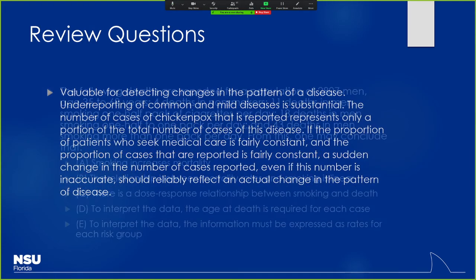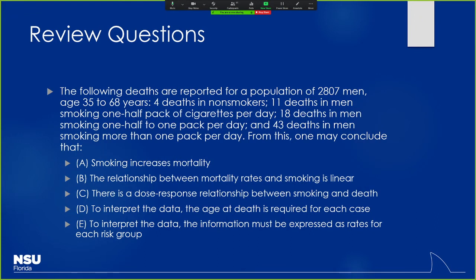Very good. Okay, so let's say the following deaths are reported for a population of 2,807 men aged 35 to 68. They found 4 deaths in non-smokers, 11 deaths in men smoking 1/2 pack of cigarettes per day, 18 deaths in men smoking 1/2 to 1 pack per day, and then 43 deaths in men smoking more than 1 pack per day. So from this, what could we conclude?